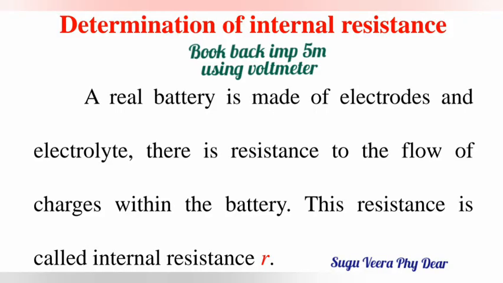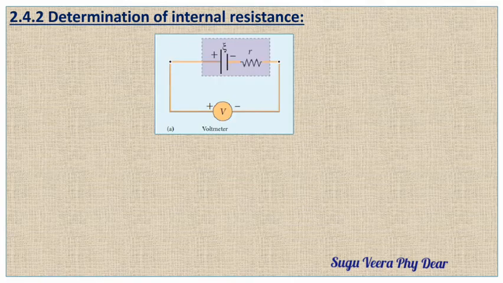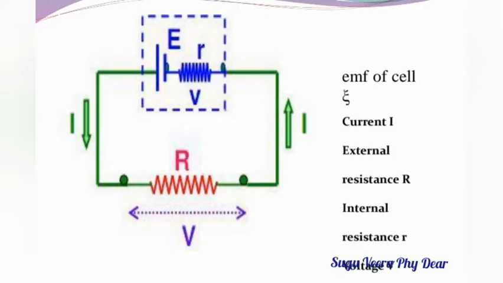Next topic, determination of internal resistance. This topic is important, 5 marks. A real battery is made of electrodes and electrolytes. There is resistance to the flow of charges within the battery. This resistance is called internal resistance, small r.